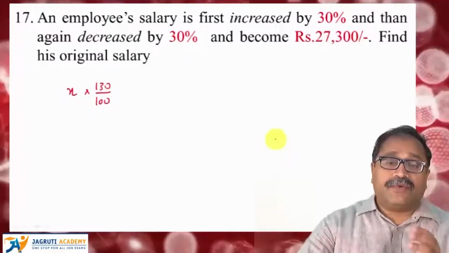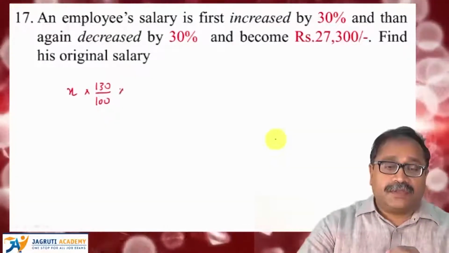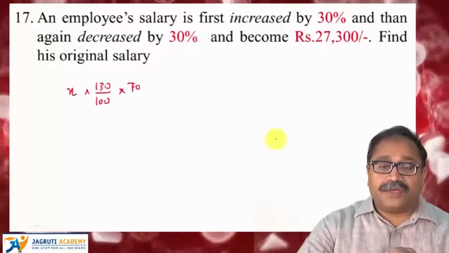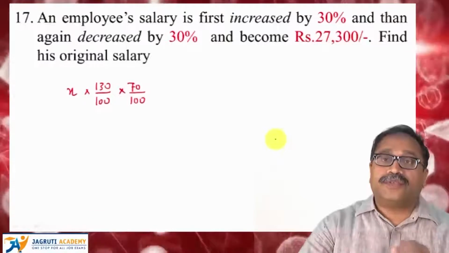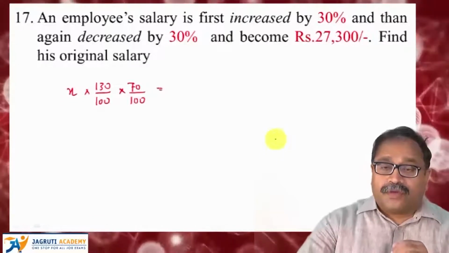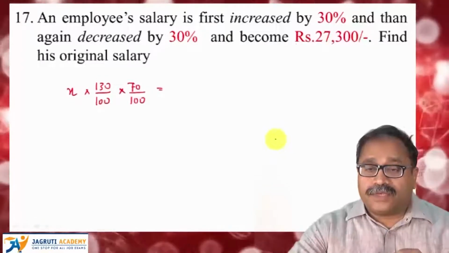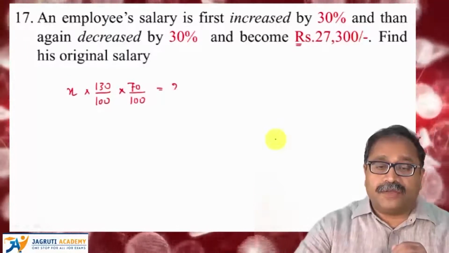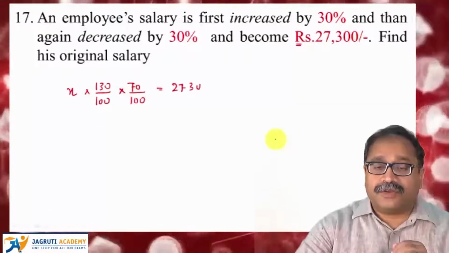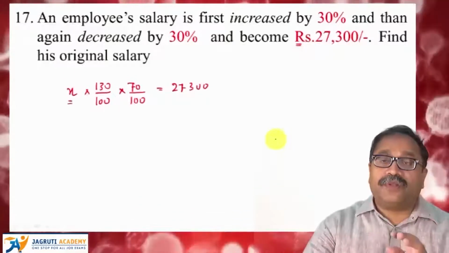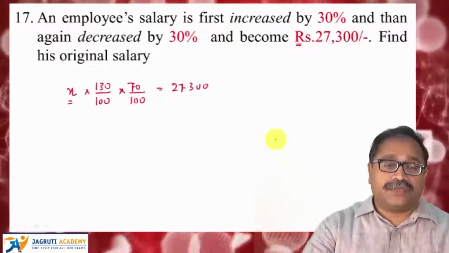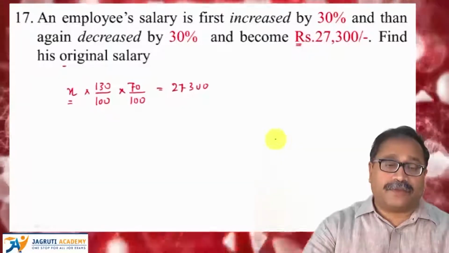And the second time, when it is decreased by 30%, then 100 minus 30, that is 70, and 70 by 100, which is equal to the given value of the salary, that's 27,300. By solving this, I get the X value, which will be the original salary. That is what is asked: what is his original salary?